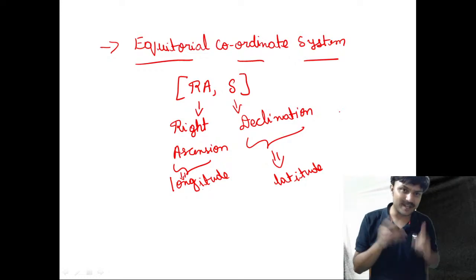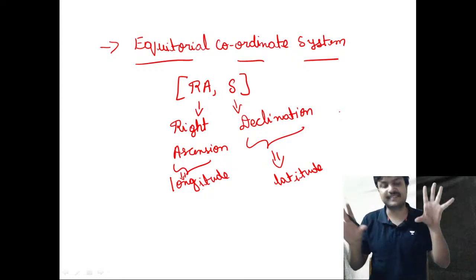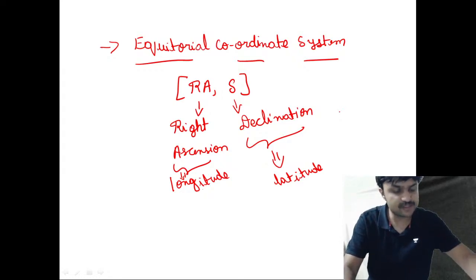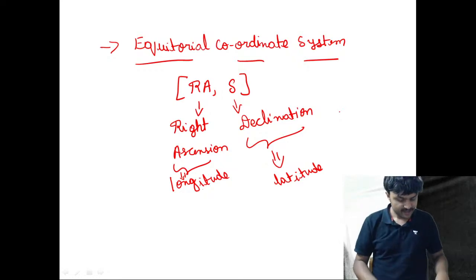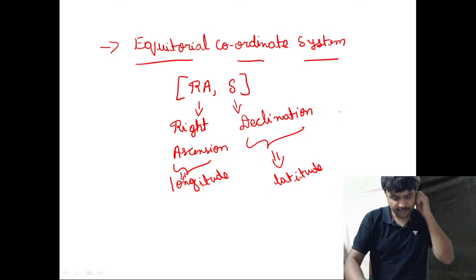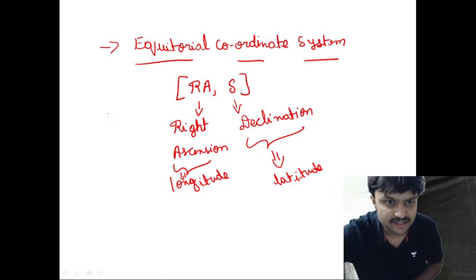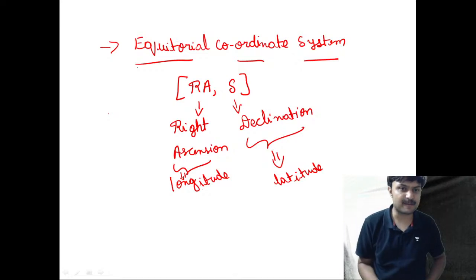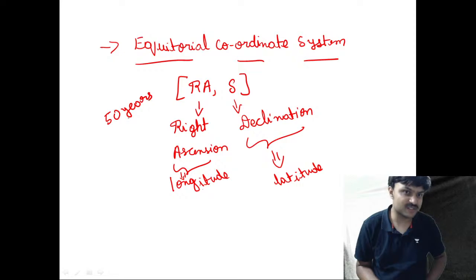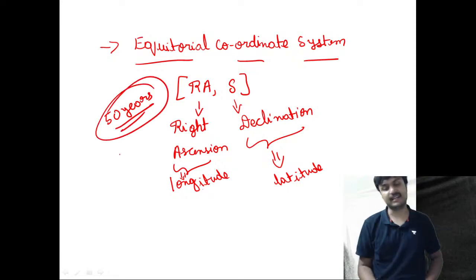So this coordinate system is based on fixed stars. Like the pole star, the north star is fixed, right? So RA and declination are basically for particular stars. We call it an epoch, which gets updated every 50 years. Every 50 years once we update this RA and dec.